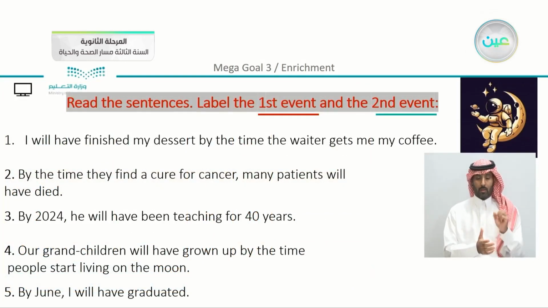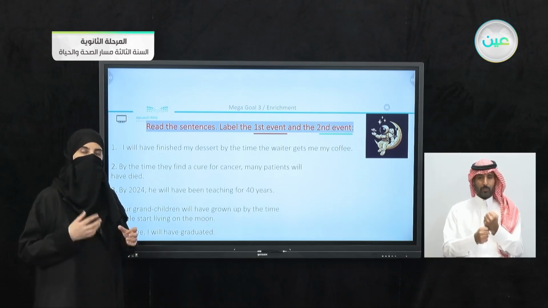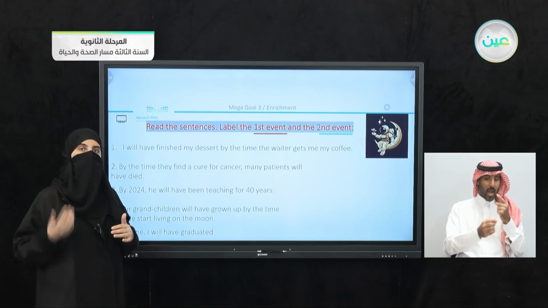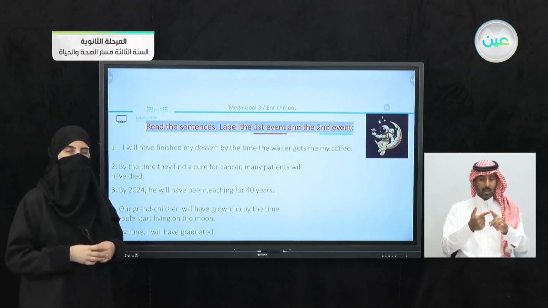Yes, now we have here an exercise. Let's start with it. We have here, read the sentences, label the first event and the second event. So what happened first? We are going to label the first one to happen with a red color and the second event to happen with a green color or a green line.